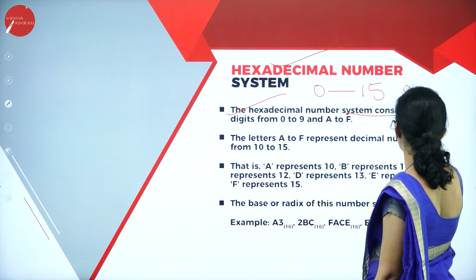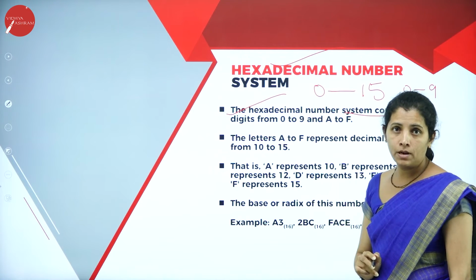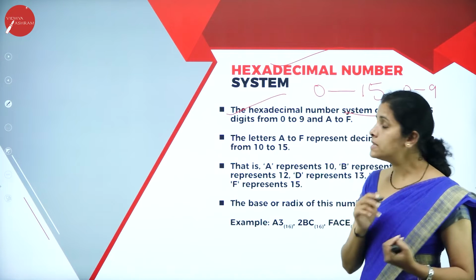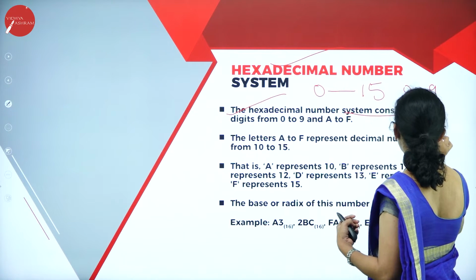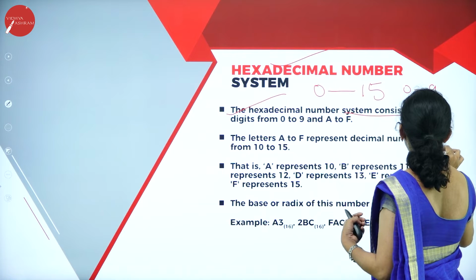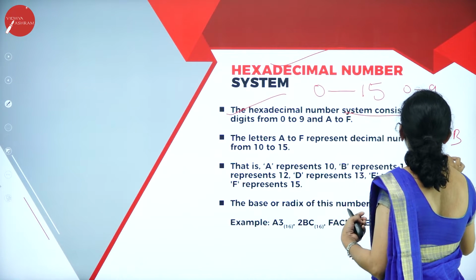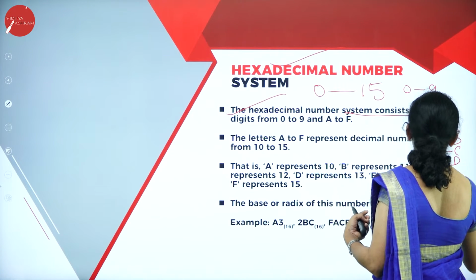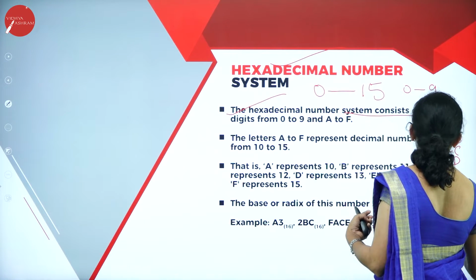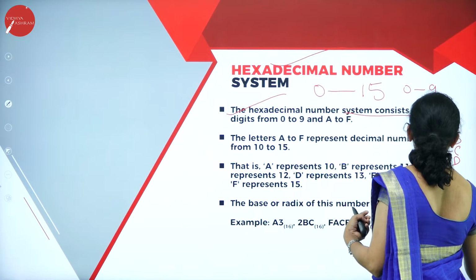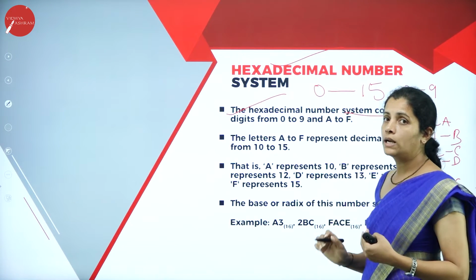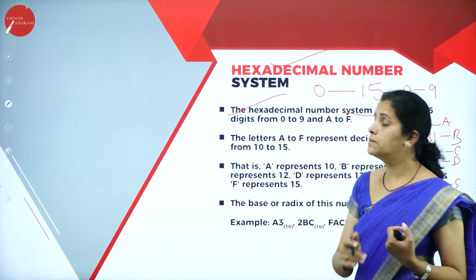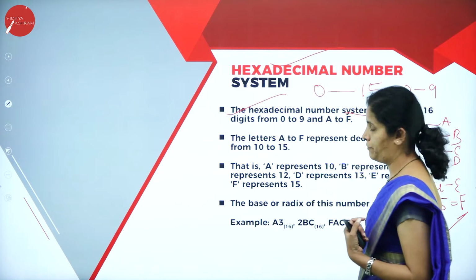So 0 to 9, I have decimal numbers. After that, how can I represent hexadecimal numbers? To represent hexadecimal numbers, for 10, it is A. For 11, it is B. For 12, it is C. For 13, it is D. For 14, it is E. And for 15, it is F. So, what is the last digit of the hexadecimal number? That is nothing but the letter F.